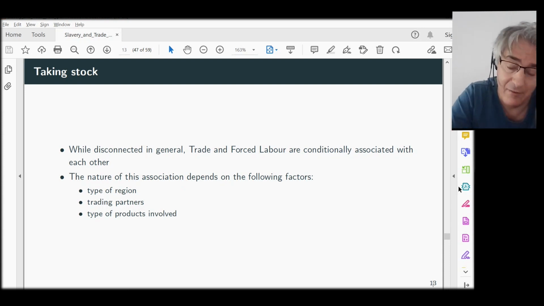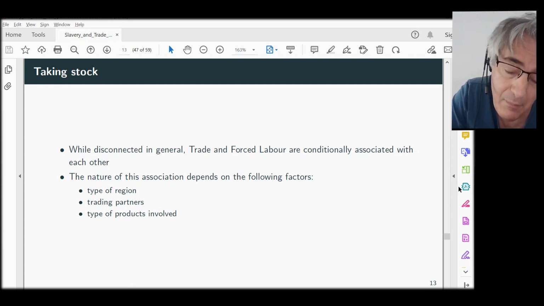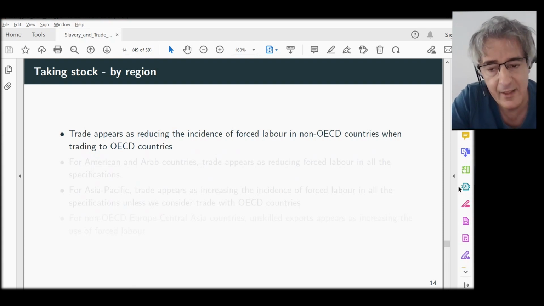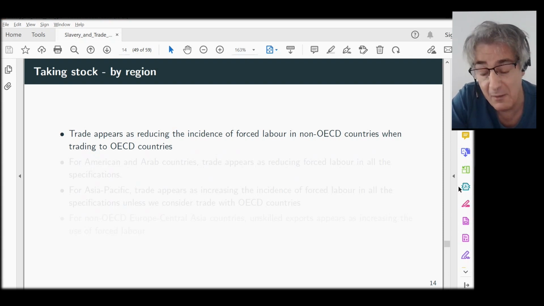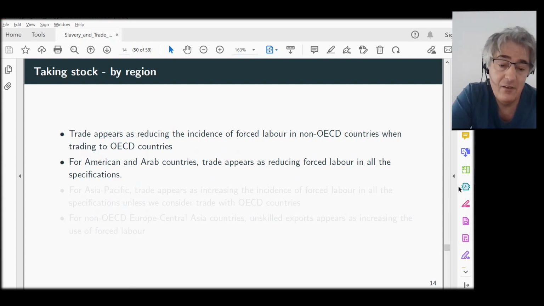Okay, so these are the factors that are conditioning the relationship, and I also expect that these are the factors that are also conditioning the relationship between investment and the use of forced labor. And then a battery of results. Trade appears as reducing the incidence of forced labor in non-OECD countries when trading with OECD countries. So the OECD countries are playing a positive role. For the American and Arab countries, trade appears to be reducing forced labor in all the specifications. So for these countries, it's relatively positive to be engaged in trade.